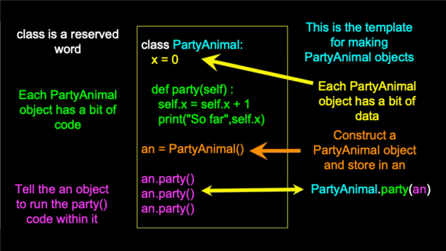Let's create a simple class called PartyAnimal. This class will contain a bit of data, a counter, and a bit of code, a method to increment that counter. The idea is that we can tell a PartyAnimal object to run its party method.